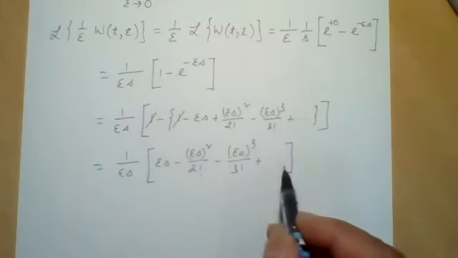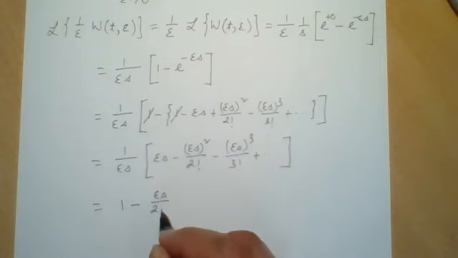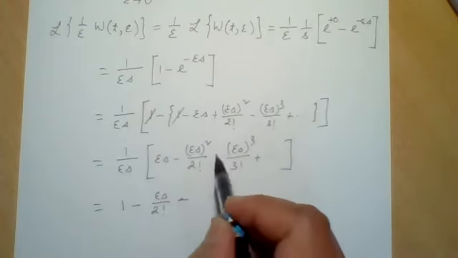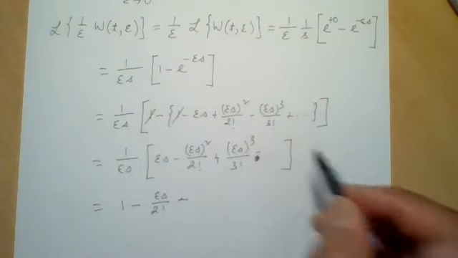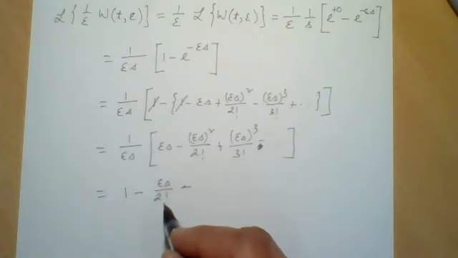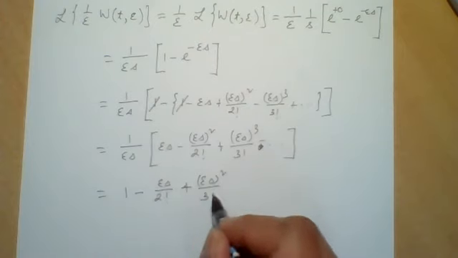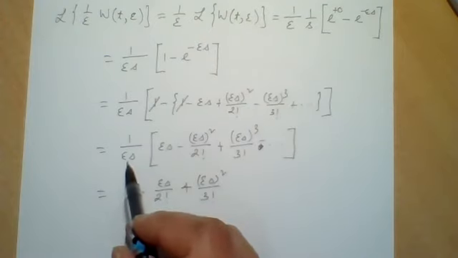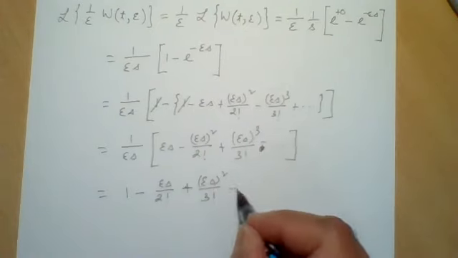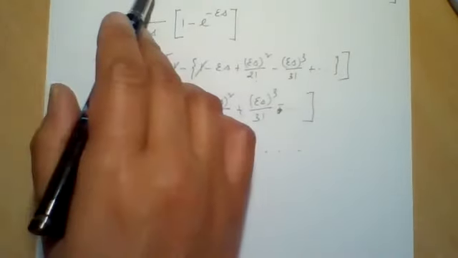Now, if I divide by epsilon s throughout, what should I get? I should get 1 minus epsilon s by 2 factorial. Sorry, this is minus, this is plus. So 1 minus epsilon s by 2 factorial plus epsilon s square by 3 factorial. The 1 epsilon s here cancels with the 1 epsilon s here, so we are left with only epsilon s square and so on. Now to find delta, we take the limit epsilon tends to 0.